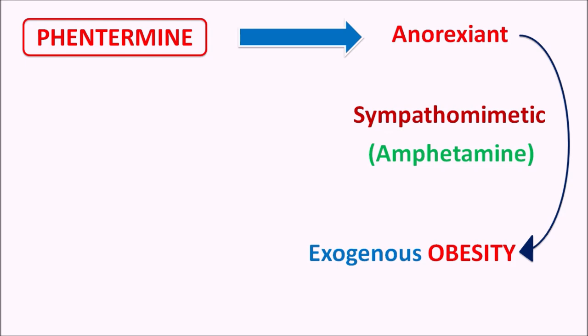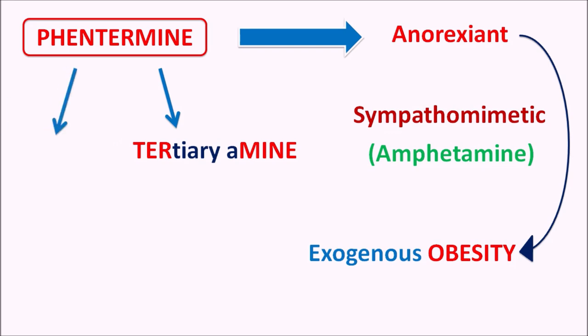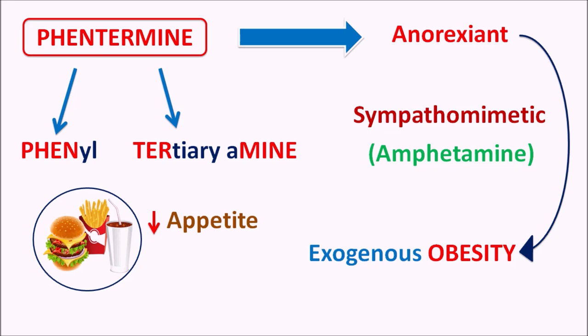The name of the drug gives some structural information. The suffix termine indicates this is having a tertiary amine group, and the prefix fen indicates it is having the phenyl group. So Fentermina is a phenyl group containing tertiary amine derivative, which is structurally related to amphetamine. And this drug can reduce the appetite. That's why it is classified as anorexiant.